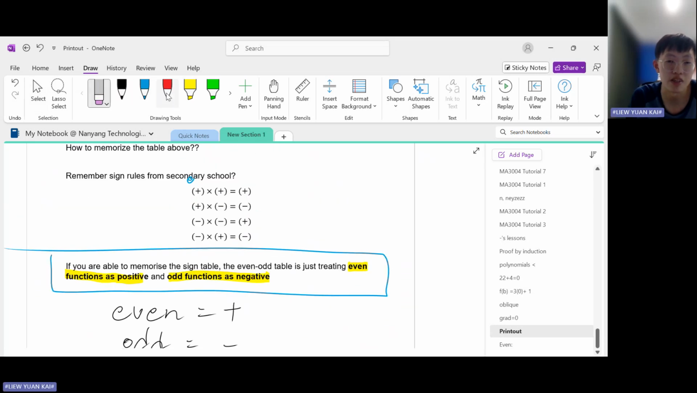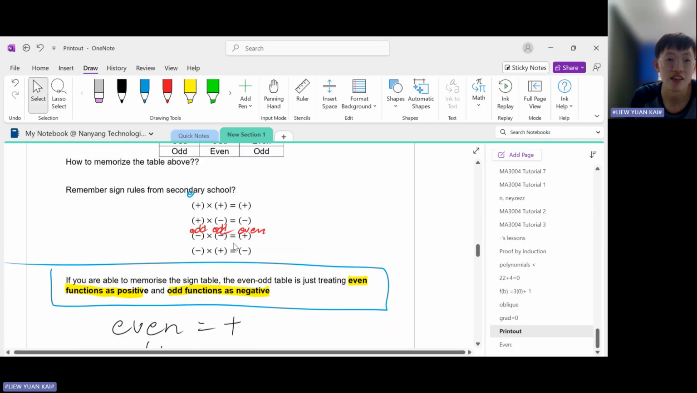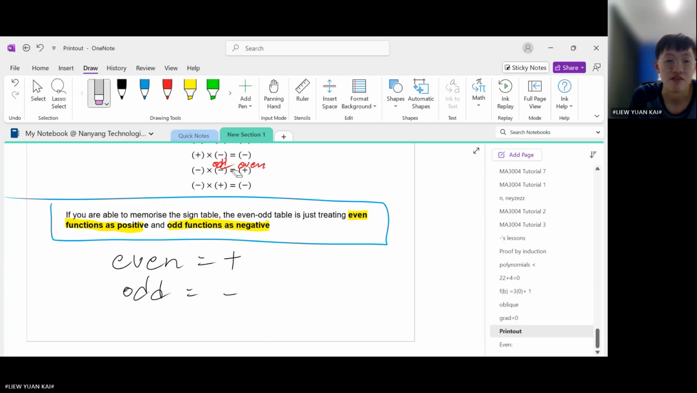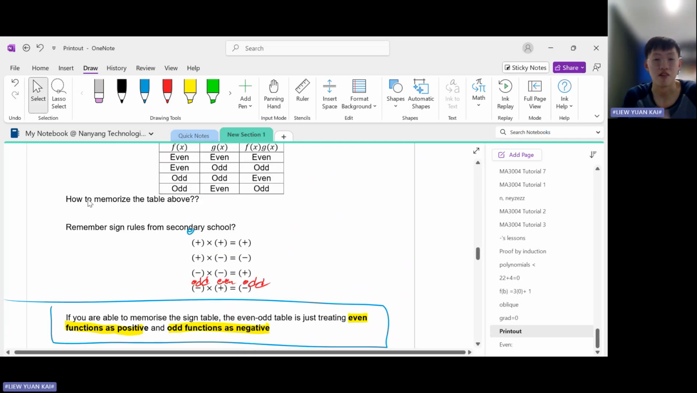The next line says minus minus give me plus. So by this logic, it will say odd times odd will give me an even function. Let's see if it tallies. Yes, it does. Then finally we have negative positive will give me negative. So this is saying odd times even will give me odd. So it does tally.